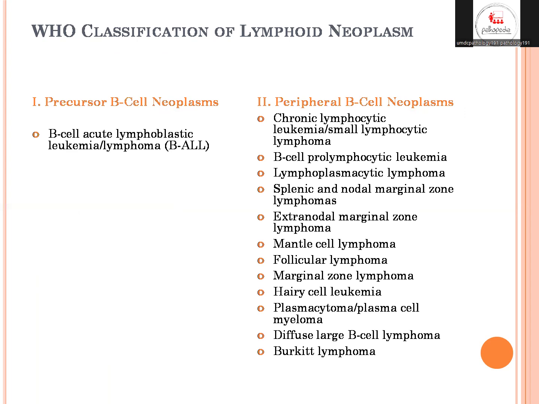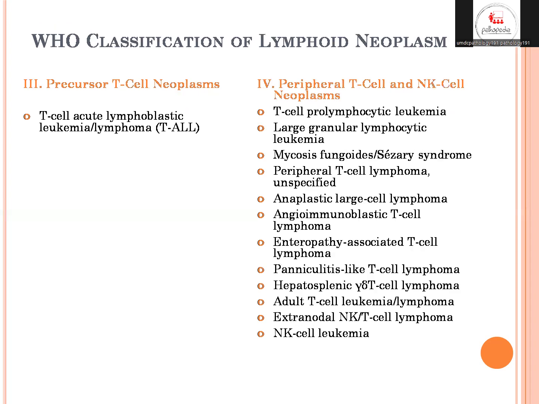When we talk about the peripheral B cell neoplasm, this is the list of neoplasms covered by it: chronic lymphocytic leukemia, small lymphocytic lymphoma, B cell prolymphocytic leukemia, lymphoplasmacytic lymphoma, splenic and nodal marginal zone lymphomas, extranodal marginal zone lymphoma, mantle cell lymphoma, follicular lymphoma, hairy cell leukemia, plasmacytoma, plasma cell myeloma, diffuse large B cell lymphoma, and Burkitt lymphoma.